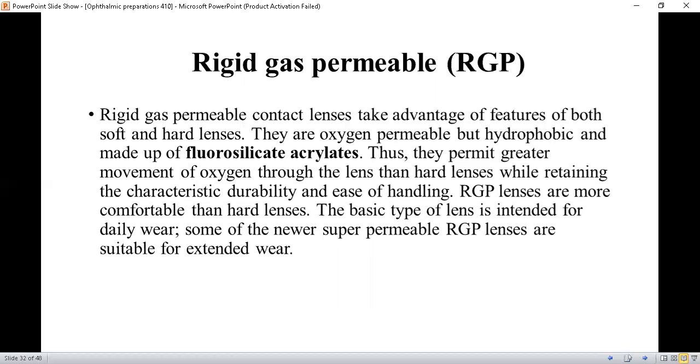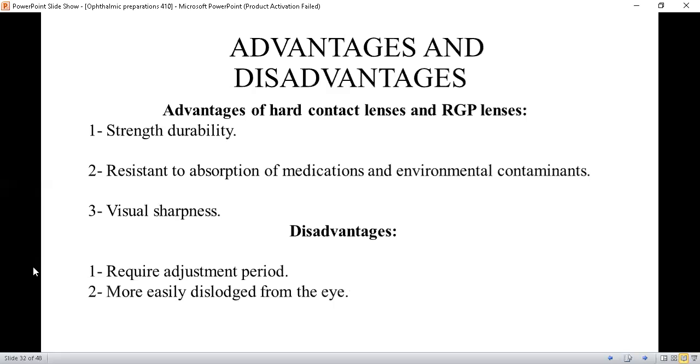Rigid gas permeable lenses are more comfortable than hard lenses. The basic type of lens is intended for daily wear. Some of the newer super permeable rigid gas lenses are suitable for extended wear. Now students, let's discuss what are the advantages and disadvantages of these types of lenses.